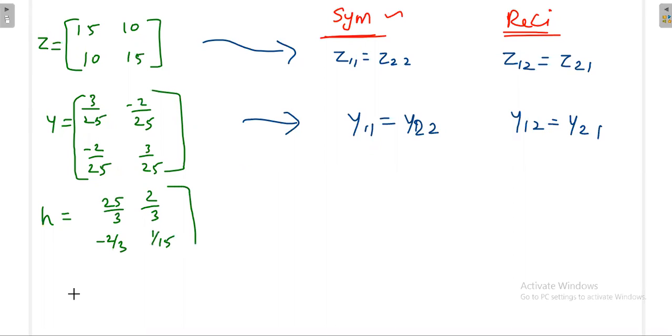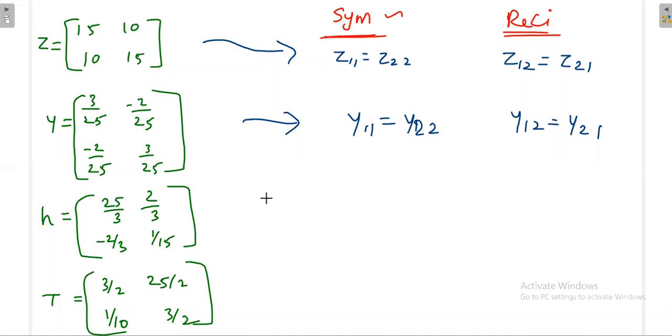What is the ABCD parameter? That is 3 by 2, 25 divided by 2, 1 by 10, and then 3 by 2. For the h parameter, again, h11 h22 minus h12 h21 is equal to 1, whereas here h12 is equal to minus h21. You can observe from here.